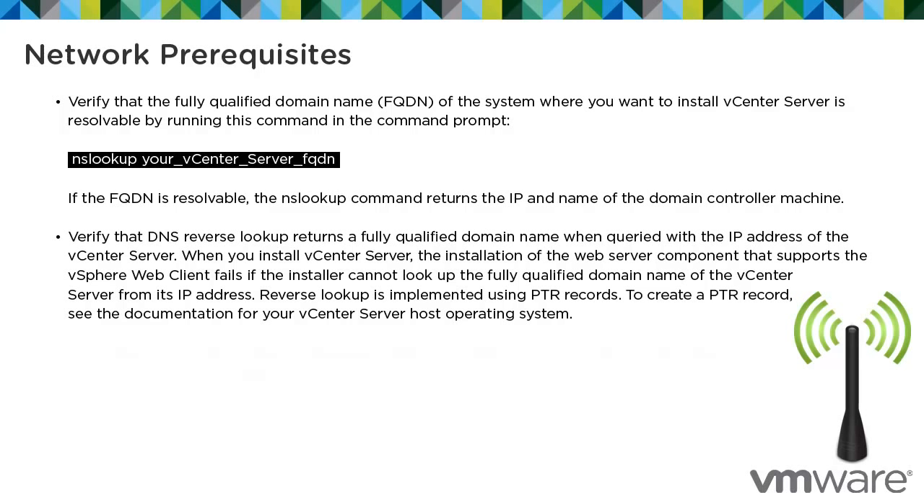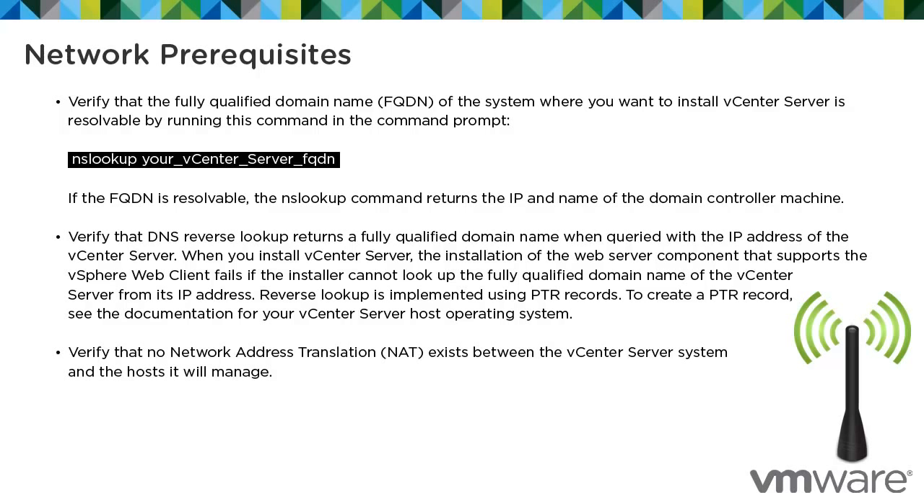Verify that DNS reverse lookup returns a fully qualified domain name when queried with the IP address of the vCenter Server. When you install vCenter Server, the installation of the web server component that supports the vSphere Web Client fails if the installer cannot look up the fully qualified domain name of the vCenter Server from its IP address. Reverse lookup is implemented using PTR records. Verify that no network address translation exists between the vCenter Server system and the hosts it will manage.